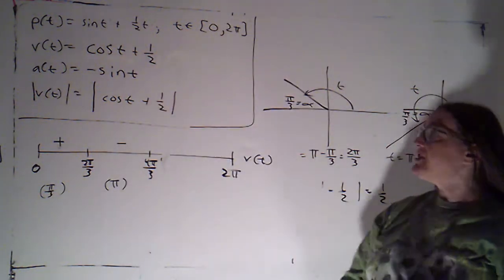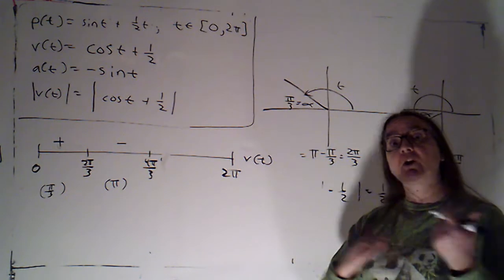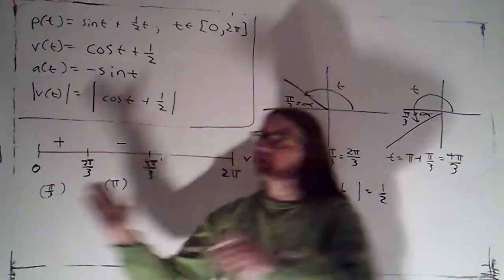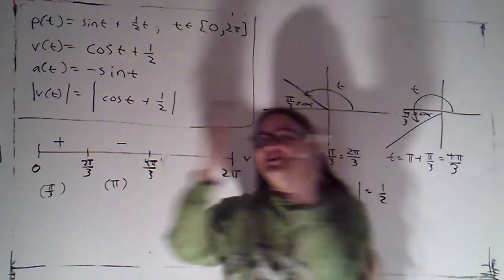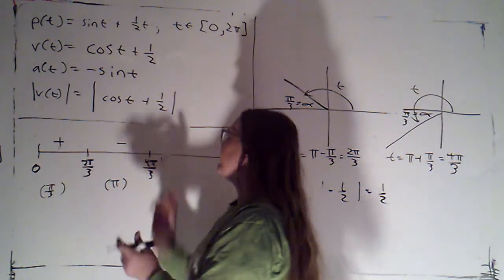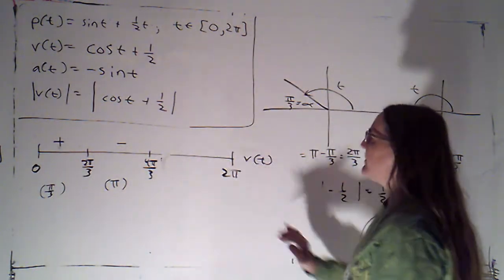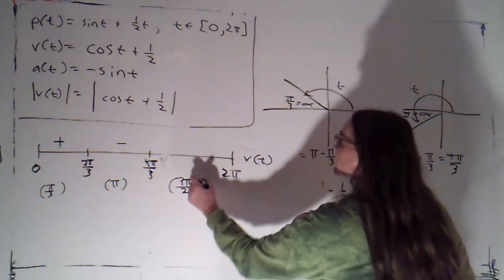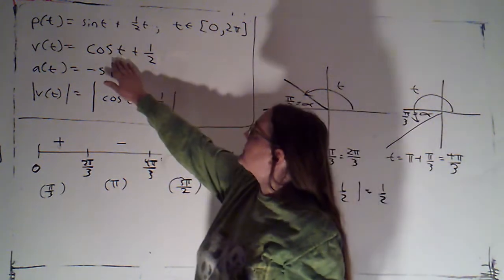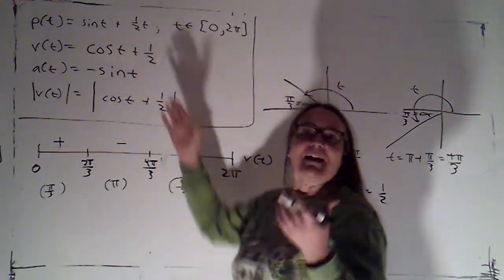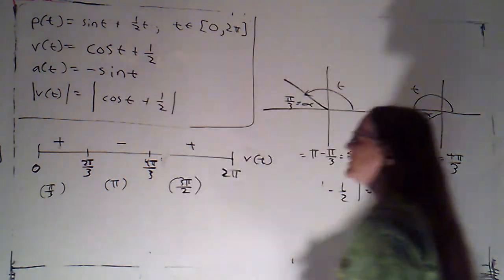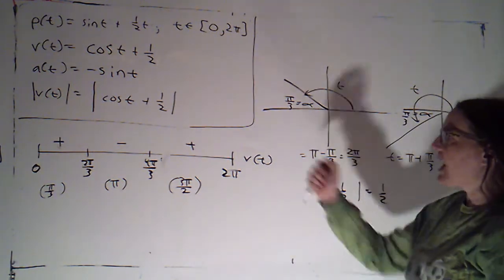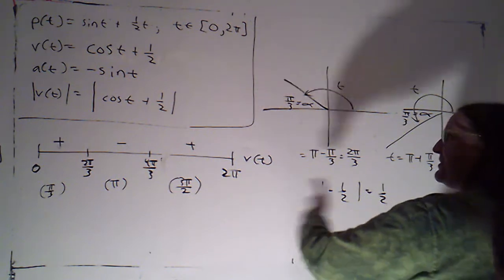So the velocity does change sign, which means that the particle changes direction. It starts out going to the right, then it changes and goes to the left. Let's see if it changes again. I am going to just choose a quadrantal angle here. I'll choose 3 pi over 2. There, cosine would be 0, plus 1/2 is positive. So we do, in fact, change direction again. So we go right, then left, then right.